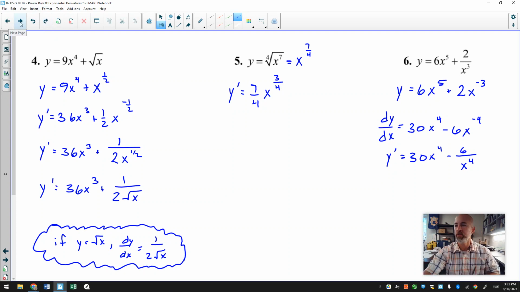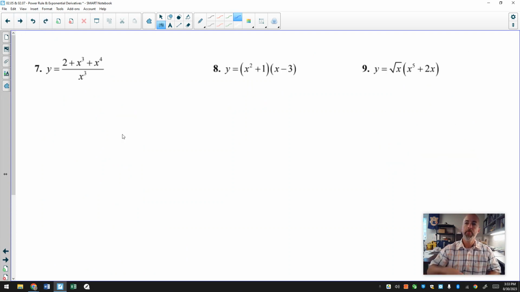You never want to have just floating equations without any label. All right, moving on to 7. We again have an x in the denominator, and I don't like that. I want to fix that.